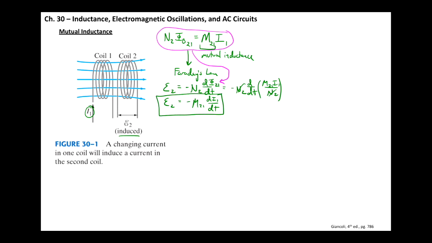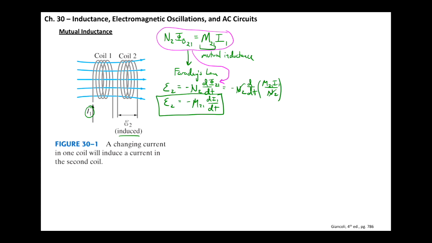So in a way, it's kind of exactly what you would expect. A changing current in the first coil is what's causing the EMF. Well, we have a term in there for the changing current. Also, the construction of the two coils, their proximity, how big they are, the number of coils, we have a factor for that, which is known as the mutual inductance.